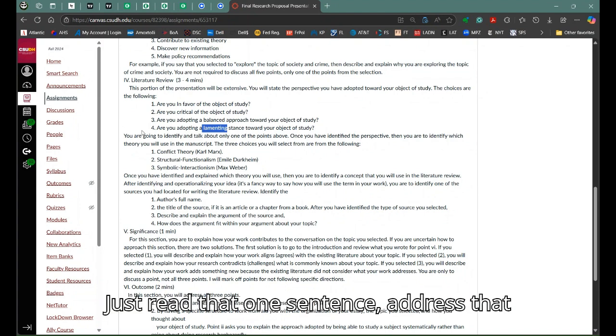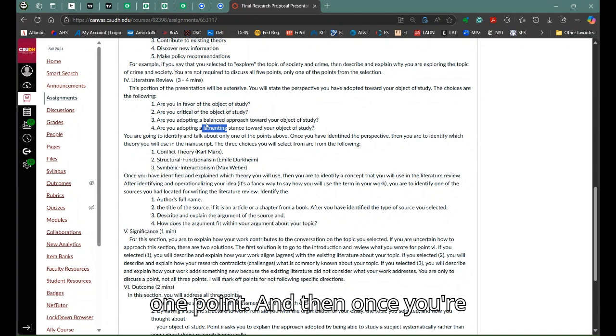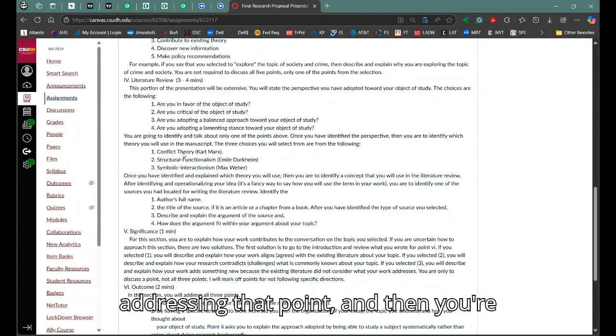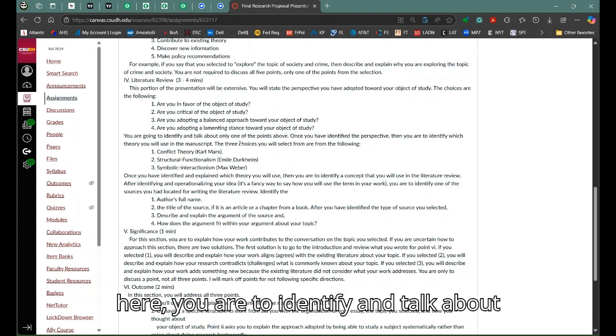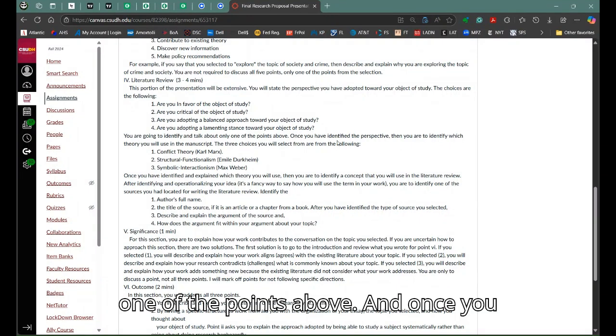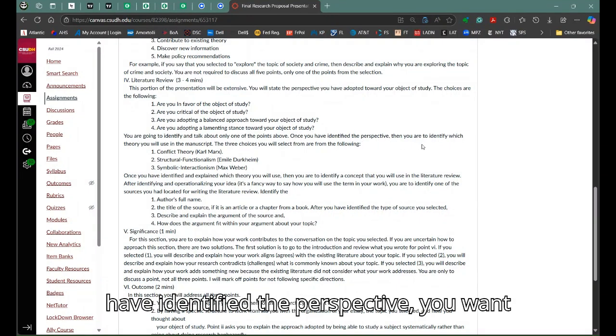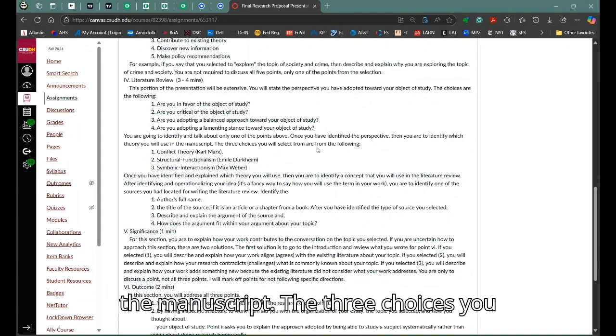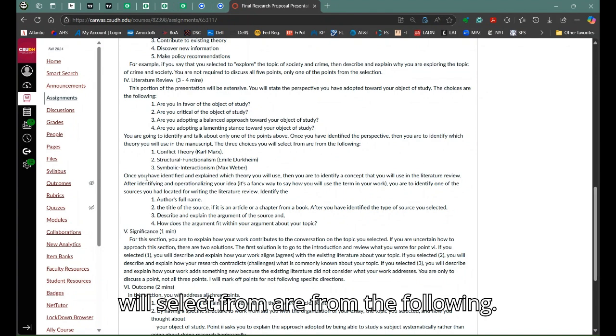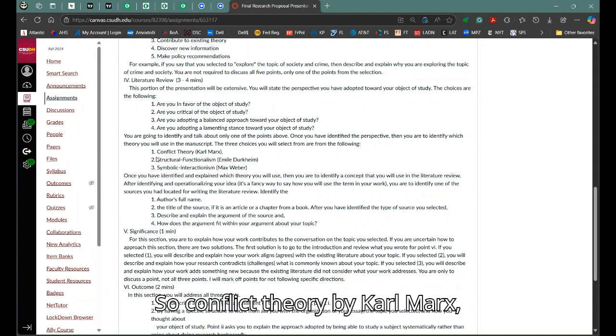Just address that one point, and then once you've addressed that point, you're going to go to the second point, which is here. You are to identify and talk about one of the points above, and once you have identified the perspective, you are to identify which theory you would use in the manuscript. The three choices you will select from are the following: conflict theory by Karl Marx, structural functionalism by Emil Durkheim, or symbolic interactionism by Max Weber.